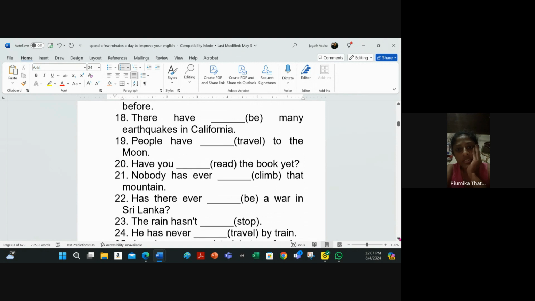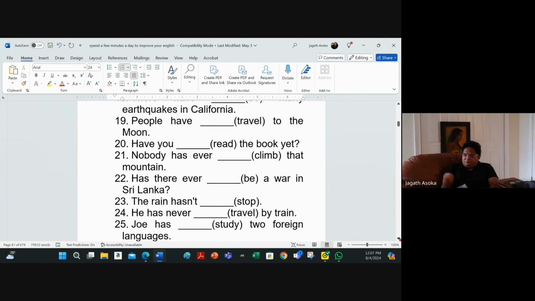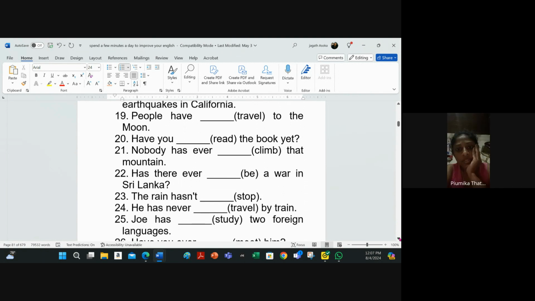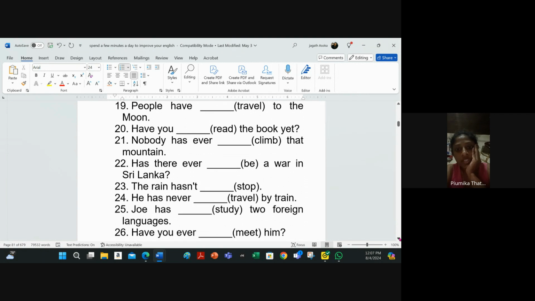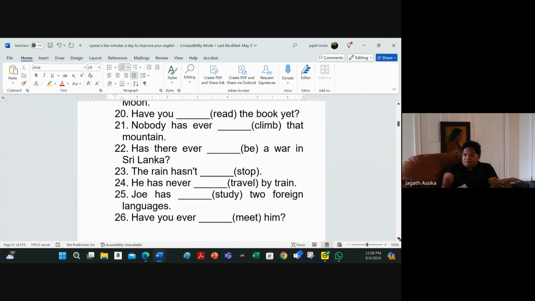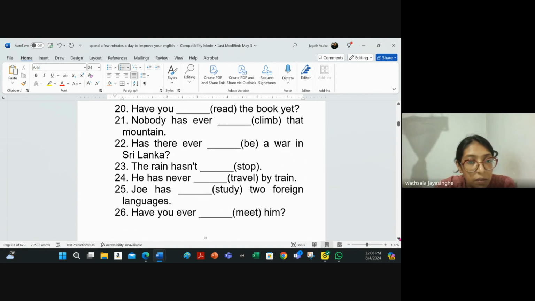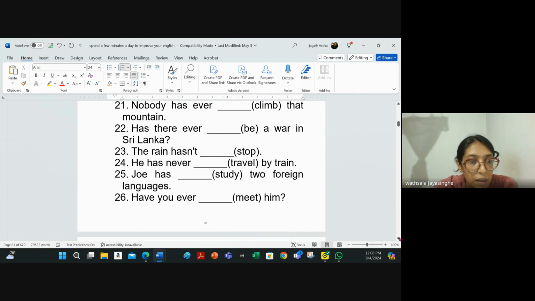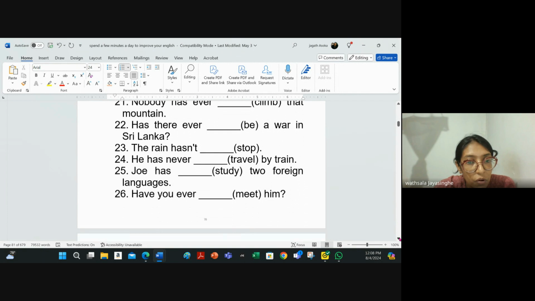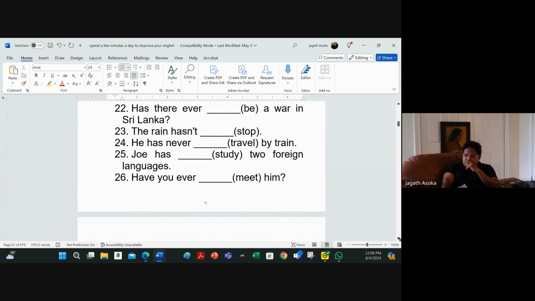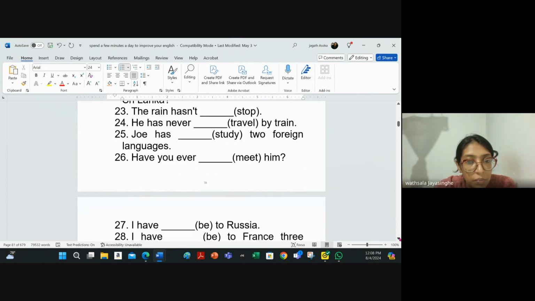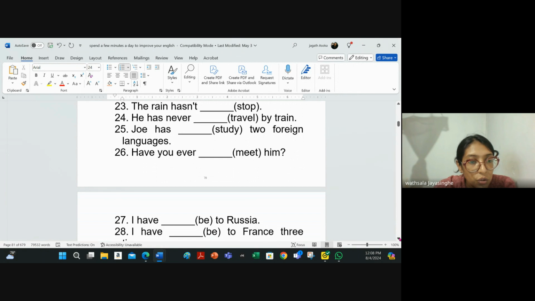There have been many earthquakes in California. People have traveled to the moon. Have you read the book yet? Nobody has ever climbed that mountain. Has there ever been a war in Sri Lanka? The rain hasn't stopped. He has never traveled by train. Joe has studied 2 foreign languages.